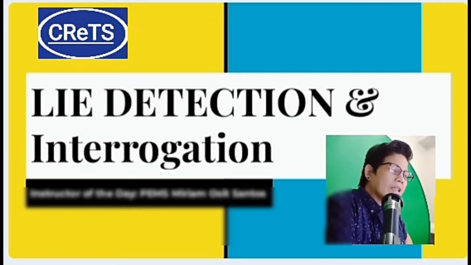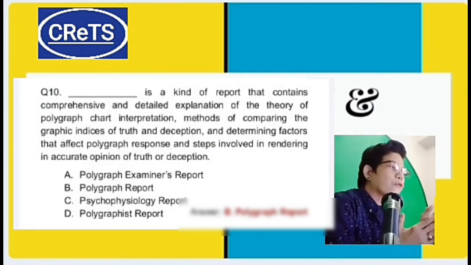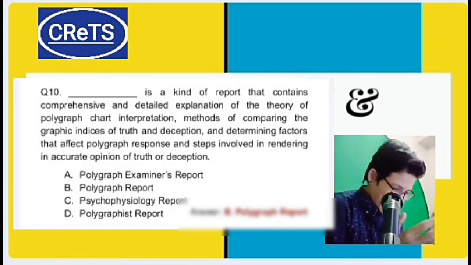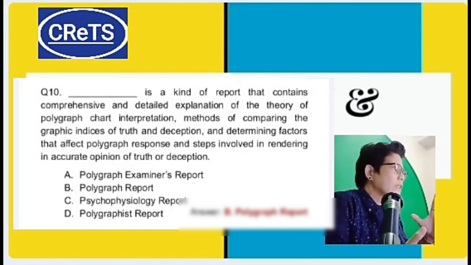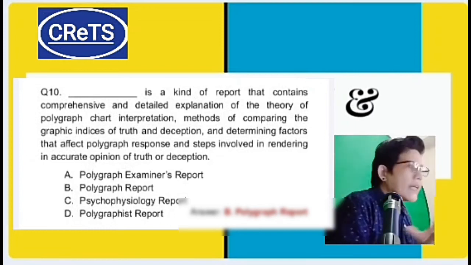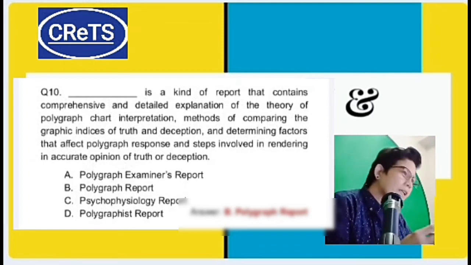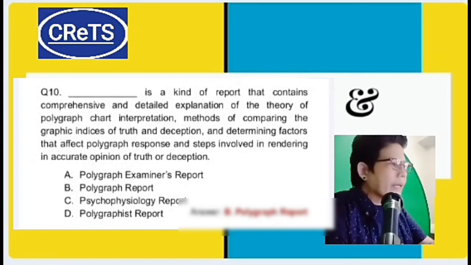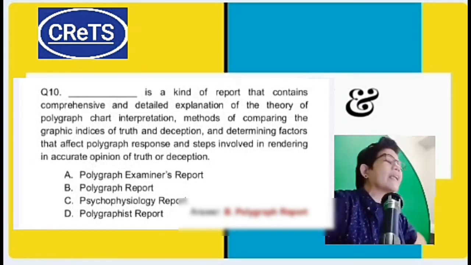Okay, question number 10 na tayo, class, no? 10 is a kind of report daw. Makinig ulit, ha, class? Kind of report. So, meaning, ang pagkakatanong dito ay ano, hindi sino. Hindi sino pa man, ano agad. So, pumasok na naman yung 5 W's and 1 H. Okay? It's a kind of report that contains comprehensive, no? And detailed explanation. Nandiyan na lahat, detalyado.